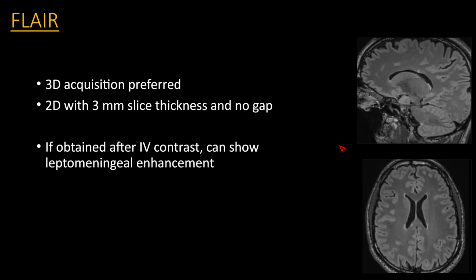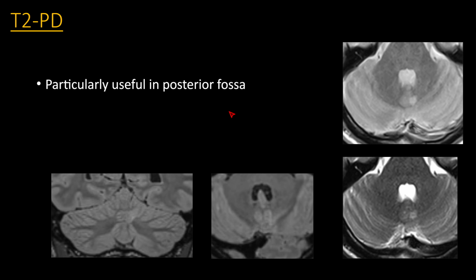One thing with FLAIR is that if you obtain these FLAIR images after intravenous contrast, they can show you leptomeningeal enhancement very nicely. In fact, post-contrast FLAIR is the most sensitive modality we have for detection of leptomeningeal enhancement. It's not post-contrast T1, it's post-contrast FLAIR. So if you're doing a study with IV contrast, a lot of times FLAIR tends to be done after IV contrast for that reason.